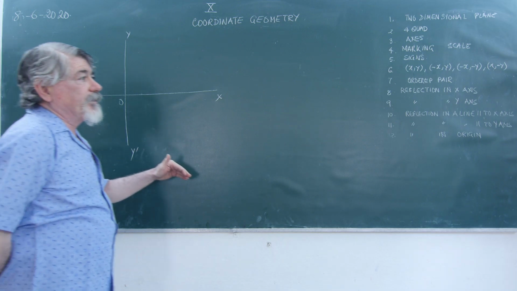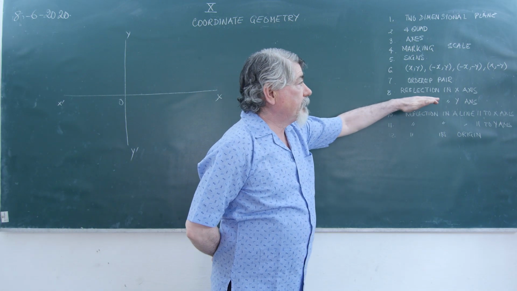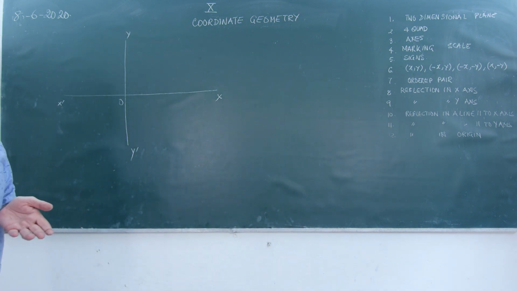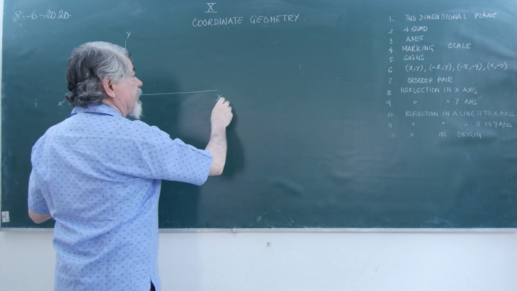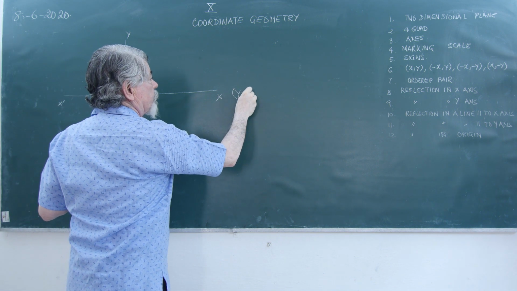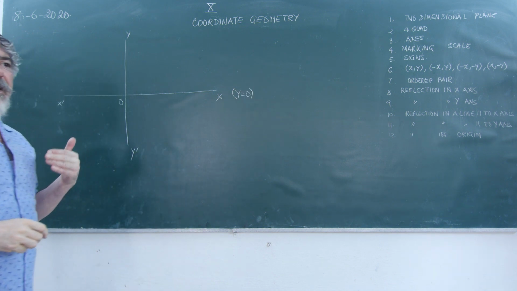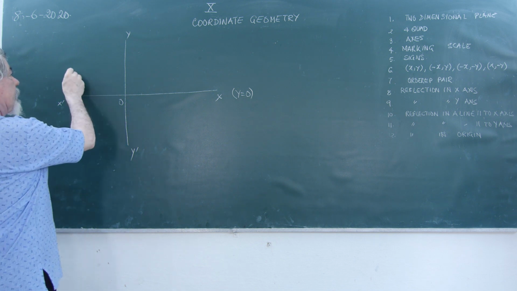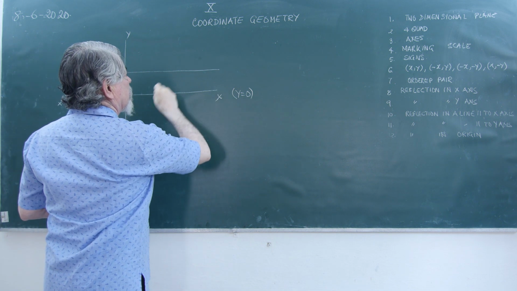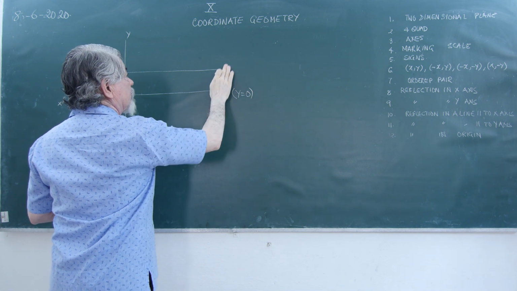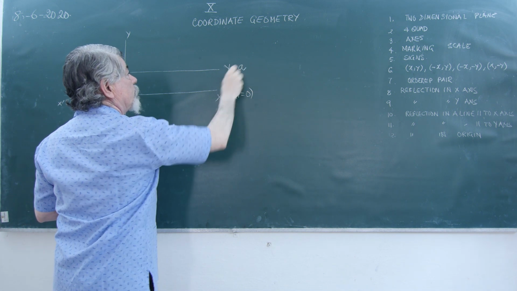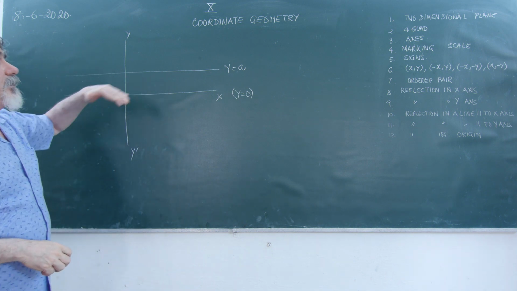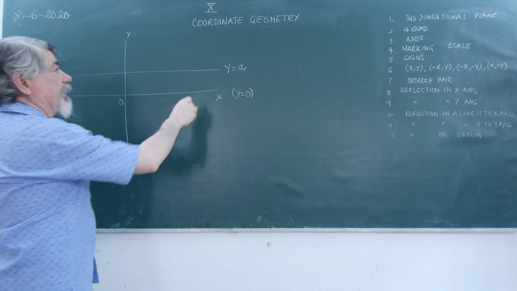Till now, we did reflection in the x-axis and reflection in the y-axis. Now, consider a line parallel to the x-axis. Actually, the equation of the x-axis is y equals 0, because on the x-axis the y coordinate is always 0. Suppose I take a line parallel to the x-axis, y is equal to a. I have taken a line parallel to the x-axis at y equals a.